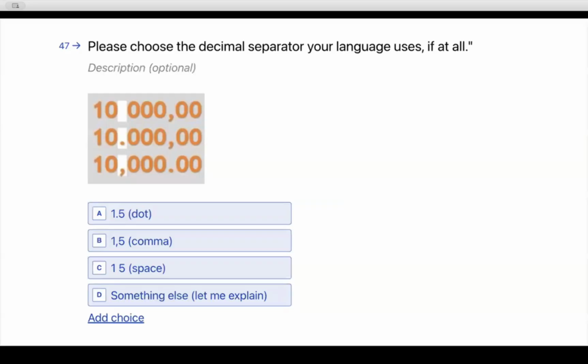Our original decimal separator form was very simple. It asked, please choose the decimal separator your language uses, if at all. And contributors then picked between options like 1.5, 1,5, or 1 space 5. We then needed a separate question for group separators and larger numbers, but our research showed strong correlations between the two. Locales that use commas as group separators universally use periods as decimals and vice versa. Locales that use periods for grouping universally use commas for decimals and vice versa. And locales that use spaces for grouping almost always pair them with commas as decimals and vice versa.